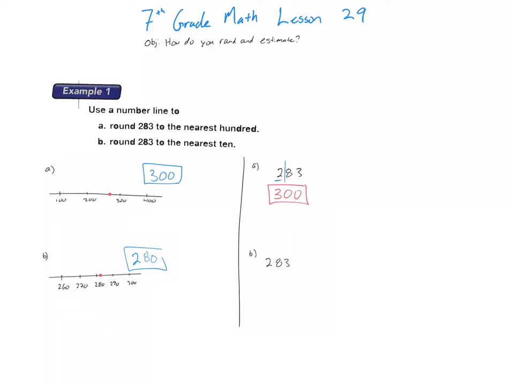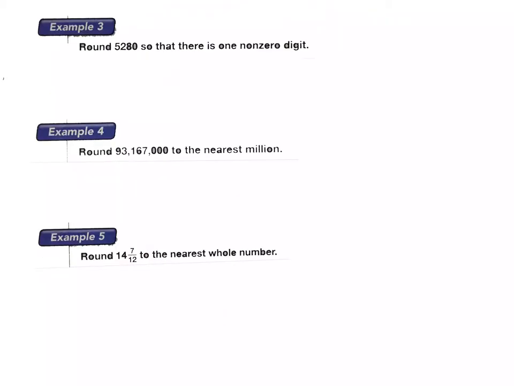Here, since it says tens, I'm going to underline the 10. That's what I'm wanting to get to. I'm going to cut it off. Everything past that's going to be a 0. Since this 3 is smaller than 5, that means I know I just need that 8 to stay the same. So it's going to be 280. Again, same answer as working with the number line.